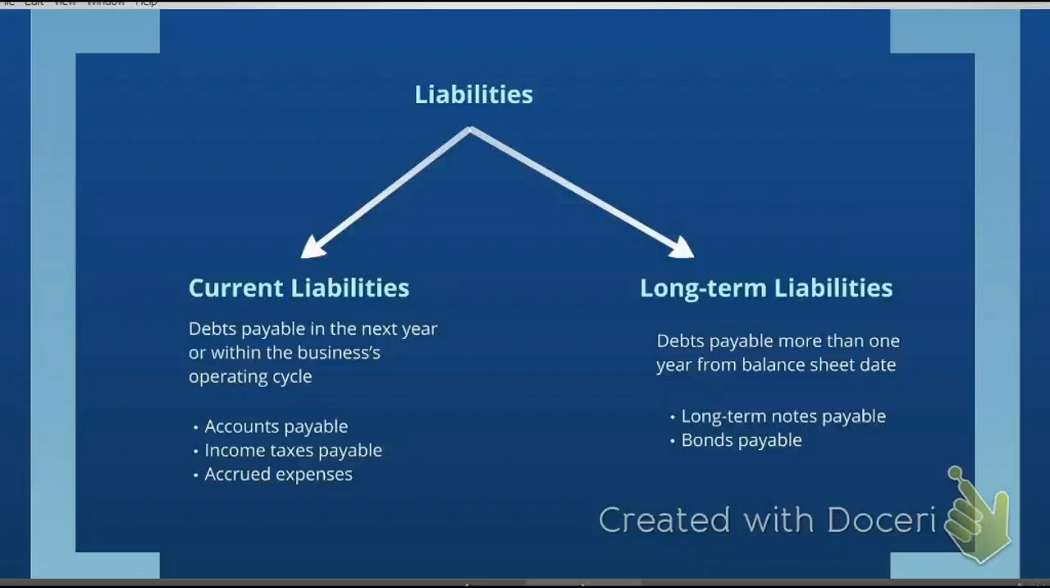The second type of items we have in our balance sheet is liabilities. Liabilities also are split into current liabilities and long-term liabilities. Remember, liabilities are what we owe to outsiders of the company. Current liabilities represent debts that are payable in the next year, so in a year or less, and long-term liabilities are debts that are due after 1 year.